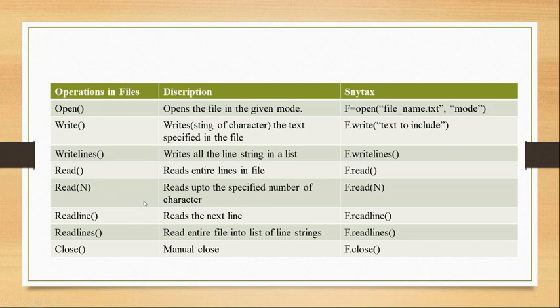Read n reads up to the specified number of characters, whereas the readline method reads the next line. Again and again you will have to call upon readline and it will give you all the lines one by one. But keep in mind that if you wish to open an existing file, you need to provide the entire path of the file in the place of file name. If the path is not mentioned, Python interprets it as the file exists in the same directory.